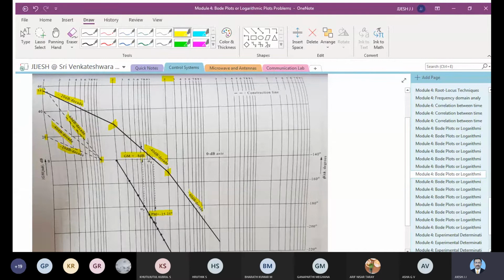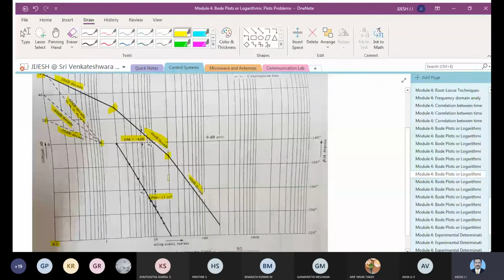Similarly, you need to plot the phase plot. The plot you have done is called the magnitude plot, and the other one is called the phase plot. When you do the phase plot, you have to take the angle axis as minus 180, minus 160 and minus 140. This axis you have to take.